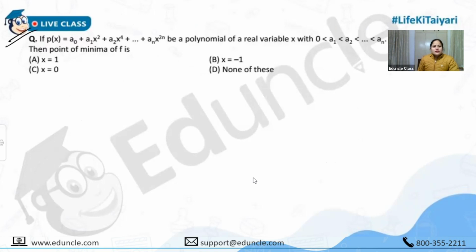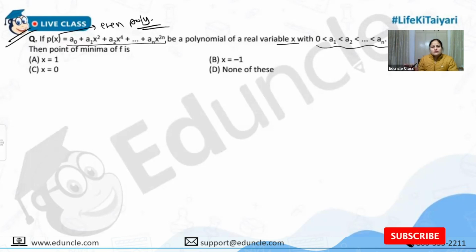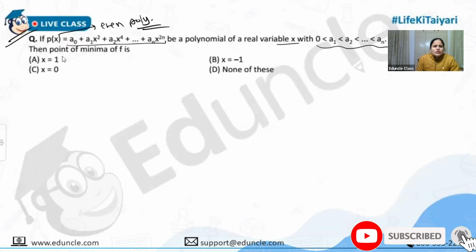P of x is given by this. So the thing is, P of x is a polynomial of even degree. You can say P of x is what? Even polynomial or even function, है ना? Because I am having even power of x. We have a polynomial of a real variable x with all the coefficients positive and also following increasing order. चलिए, okay. So local minima of f पूछा गया है.